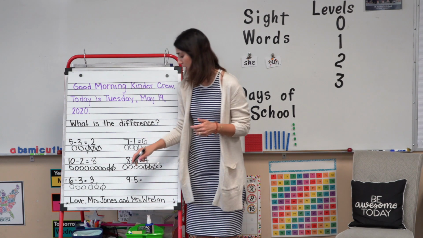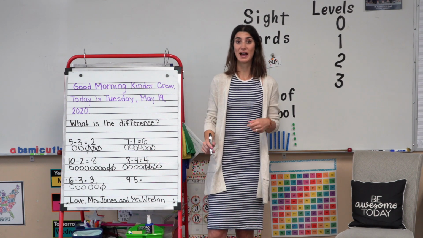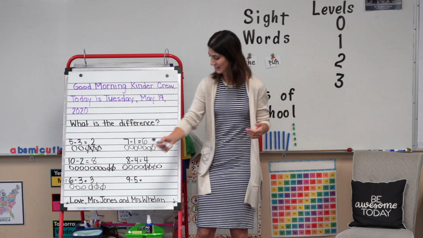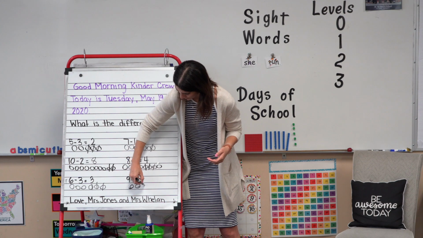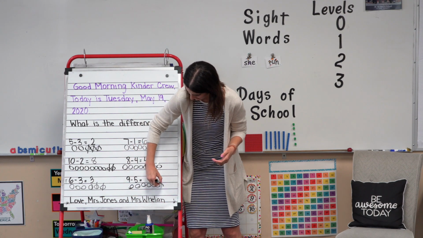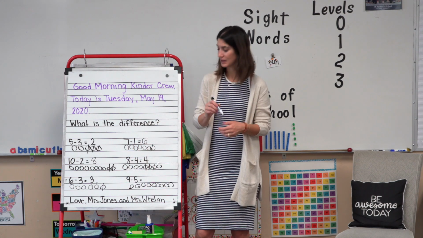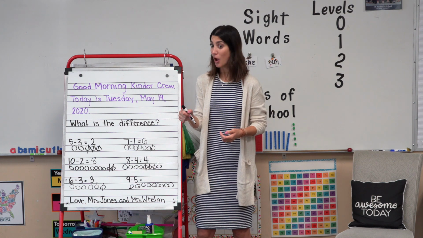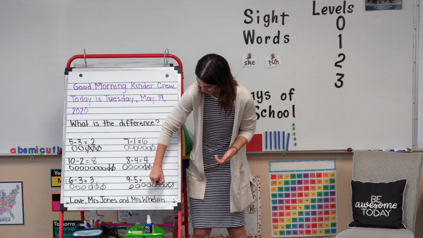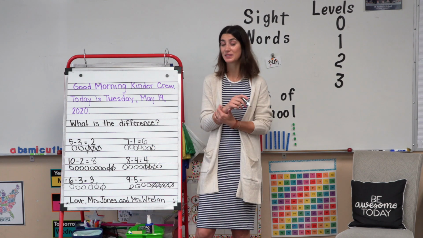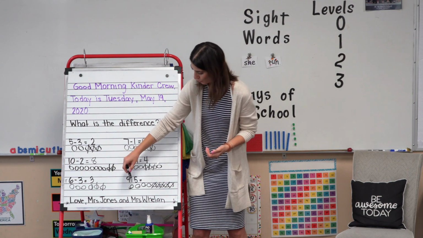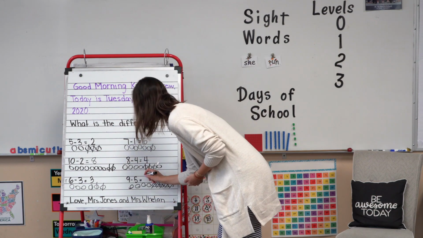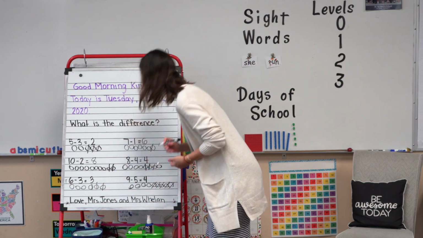All right, and our last problem. 9 minus 5 equals, how many are we starting with? 9. 1, 2, 3, 4, 5, 6, 7, 8, 9. How many are we taking away? 9 minus 5. 1, 2, 3, 4, 5. How many are left? 1, 2, 3, 4 is our difference. 9 minus 5 equals 4.